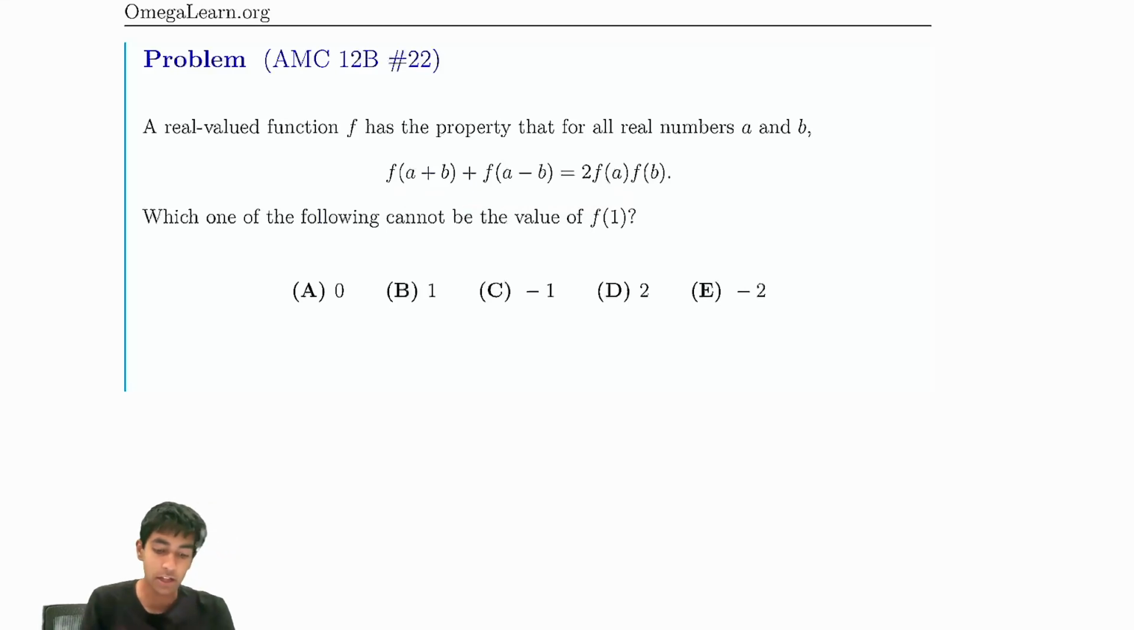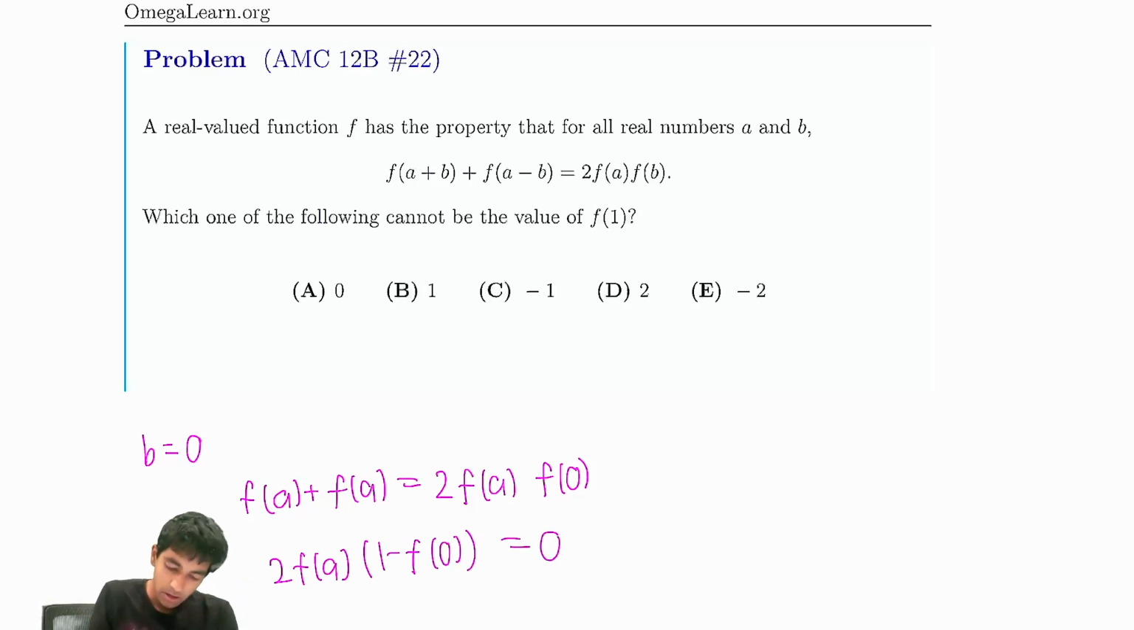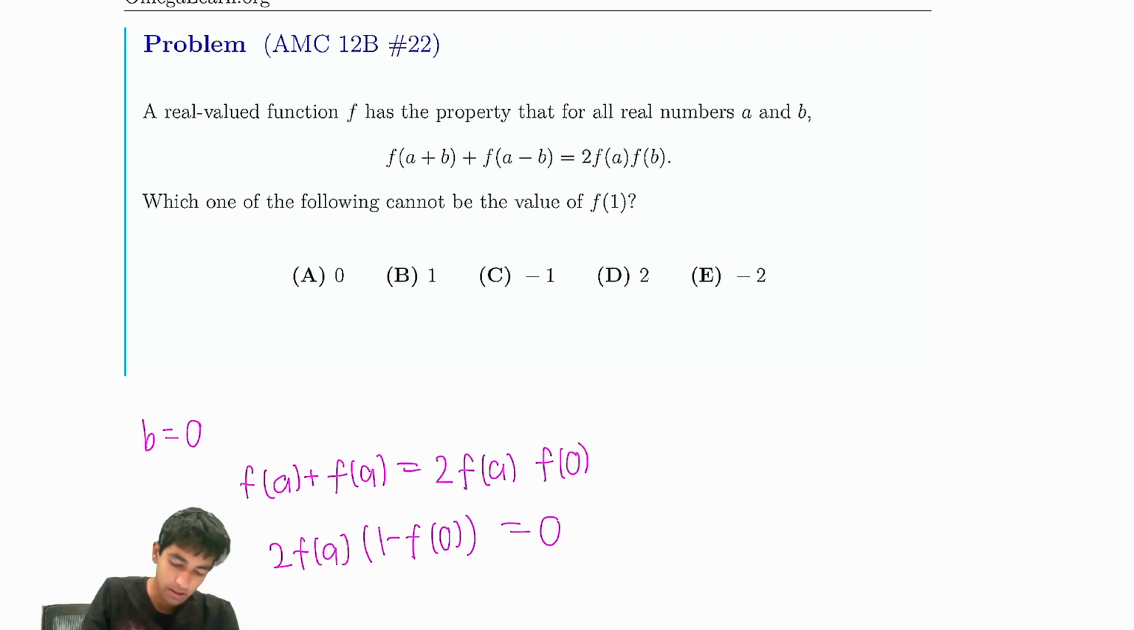Well, generally the strategy is we want to plug in values equal to 0. So let's plug in b equals 0 first. We get f of a plus f of a equals 2 f of a times f of 0. Now let's just factor this. We have 2 f of a times (1 minus f of 0) is 0. So we kind of have two possibilities here. Either f of 0 is 1, or f of a is always 0, but this must be true for every real a. So that does work, actually.